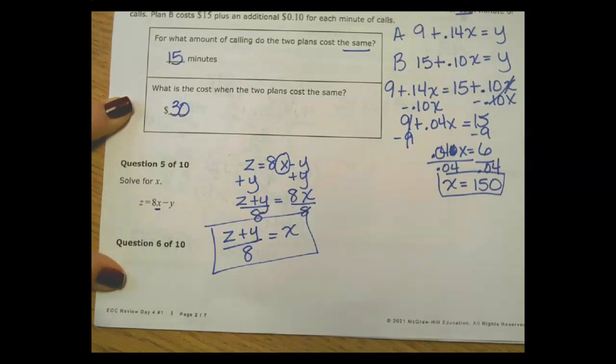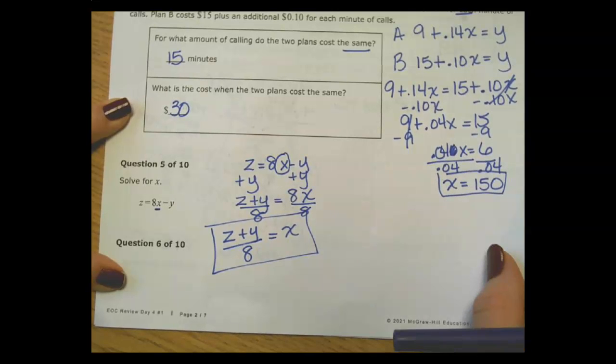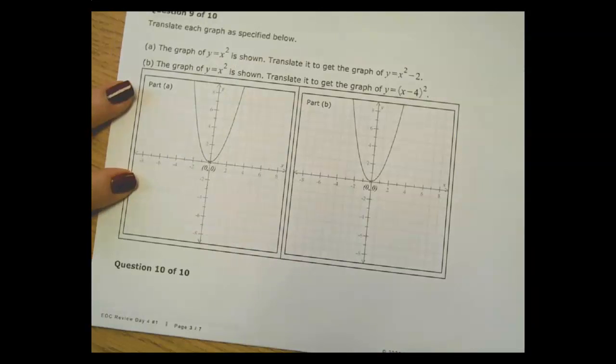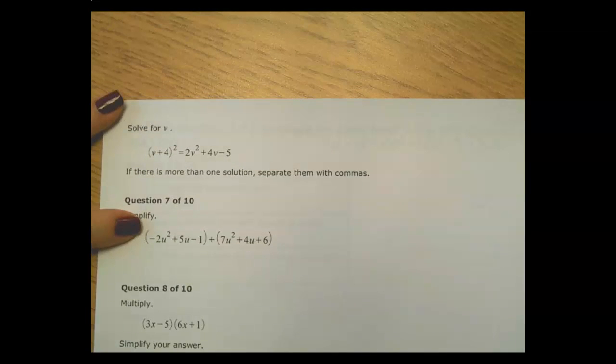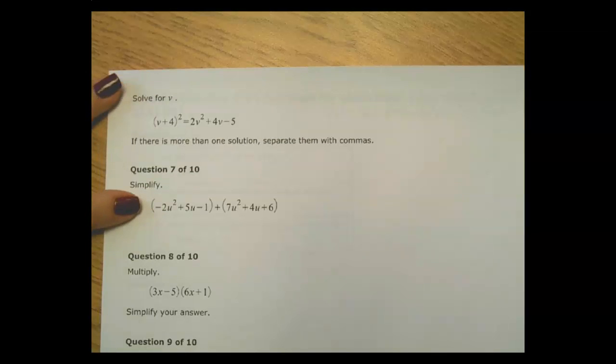Do not let those things freak you out. They are actually pretty easy. You're just solving for a variable. And you are so good at solving equations. This one you should be able to get. All right, number 6. All right, so this one says solving for v.